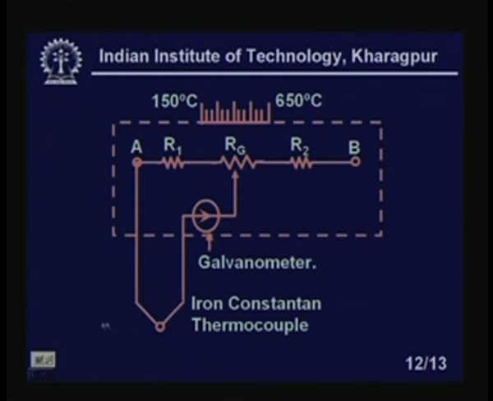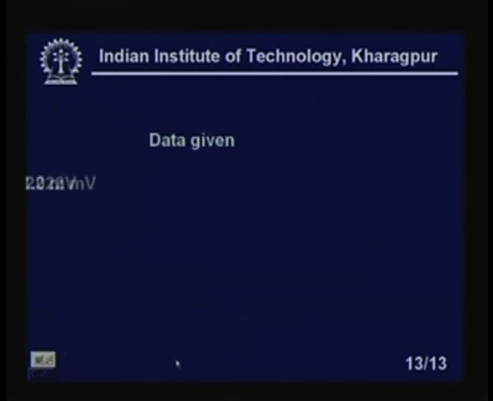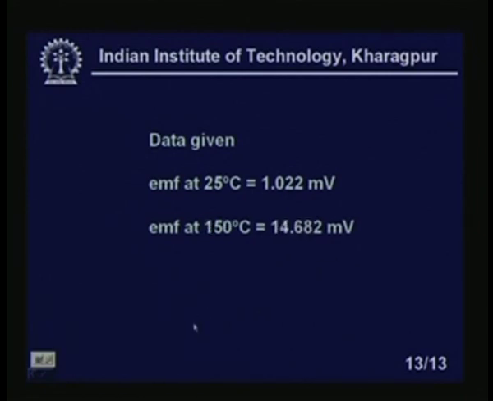Now we are also given some data. EMF at 25 degree centigrade is 1.022 millivolt, EMF at 150 degree centigrade is 14.682 millivolt, and EMF at 650 degree centigrade is 53.512 millivolt, right. Now let us look at the solution.